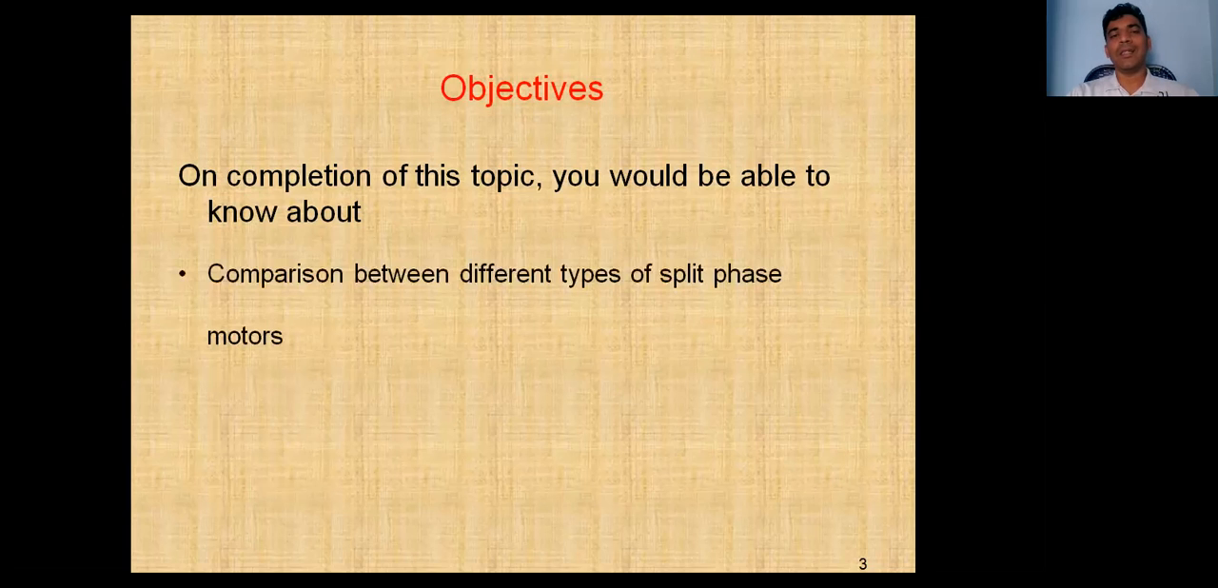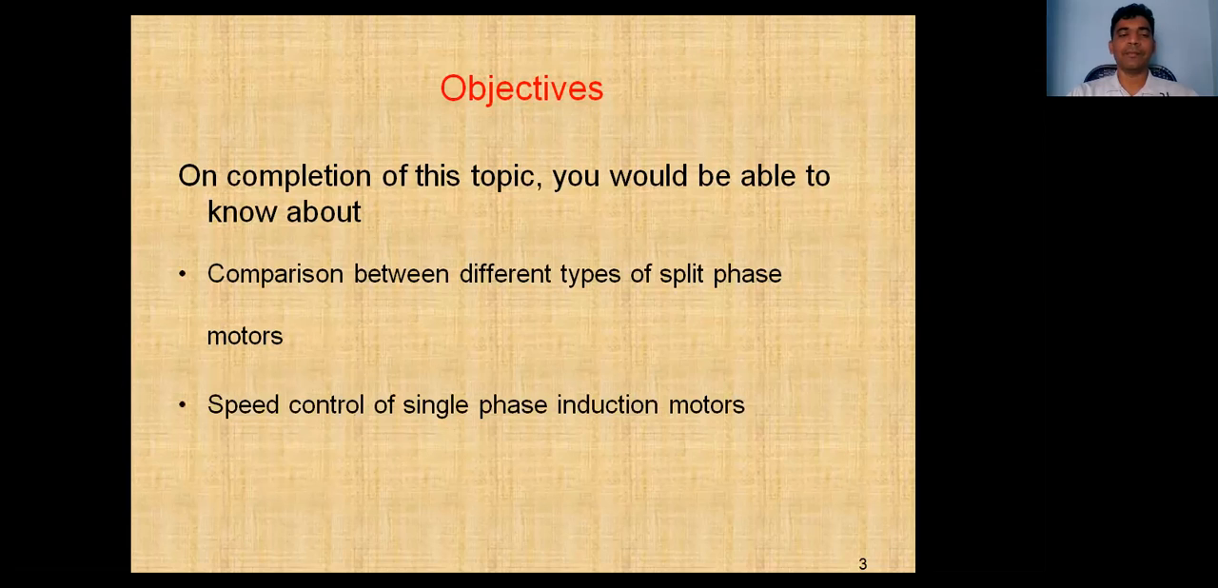Also, on completion of this topic, you will be able to know the comparison between different types of split phase motors. That may be resistance split phase, capacitor start, capacitor run, permanent capacitor, only capacitor start, and shaded pole. Then speed control of single phase induction motors, and classification of single phase induction motors, we will also cover.